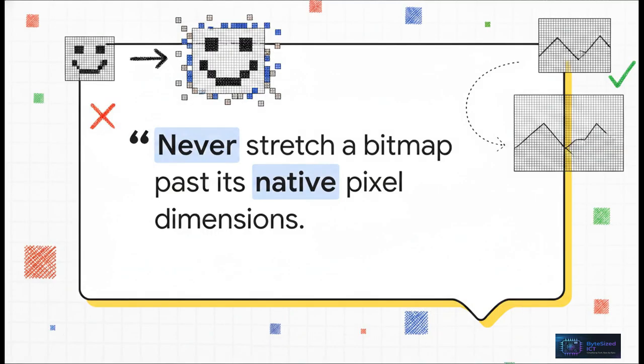This brings us to the absolute golden rule of working with digital images. If you only take one practical design tip away from this entire explainer, let it be this. Never stretch a bitmap past its native pixel dimensions. Seriously, don't do it. If you need a larger image, you have to go back and capture or create a brand new image with a naturally higher pixel count. You just can't magically create detail out of thin air by pulling on the corners of a photo.